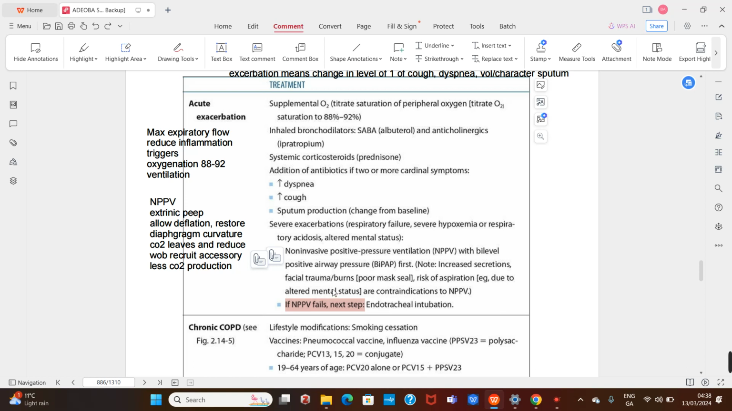If this person has facial trauma or burns, you can't be applying masks to someone that has burns on the face. You can't use it. It's not going to seal. If this person has a very high risk of aspiration, particularly people that have lost consciousness, you can't use NPPV in them because they don't have control over the glottis. They can easily aspirate and die. So there are contraindications. In the absence of these, you might want to try your NPPV before you do endotracheal intubation.